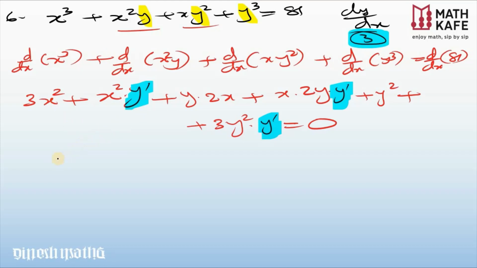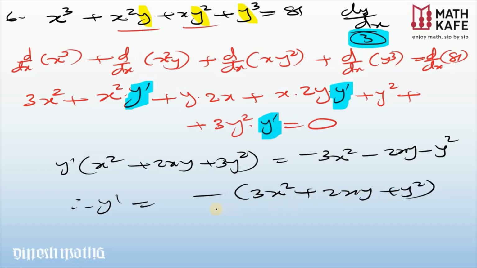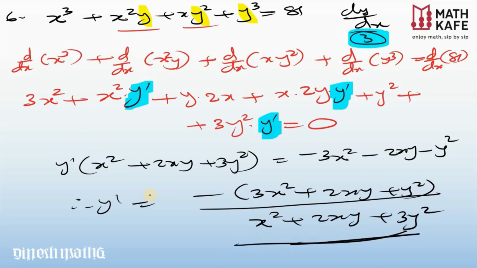Collect all the y dash on one side. This is y dash into x square, plus 2xy, plus 3y square. And all the non-dy by dx terms I am pushing to the right side. It is negative 3x square, negative 2xy, and negative y square. Finally, y dash will be equal to negative of 3x square plus 2xy plus y square. I have taken all the negatives common out, and the denominator is x square plus 2xy plus 3y square. Whether you write y dash or dy by dx, both are the same thing.